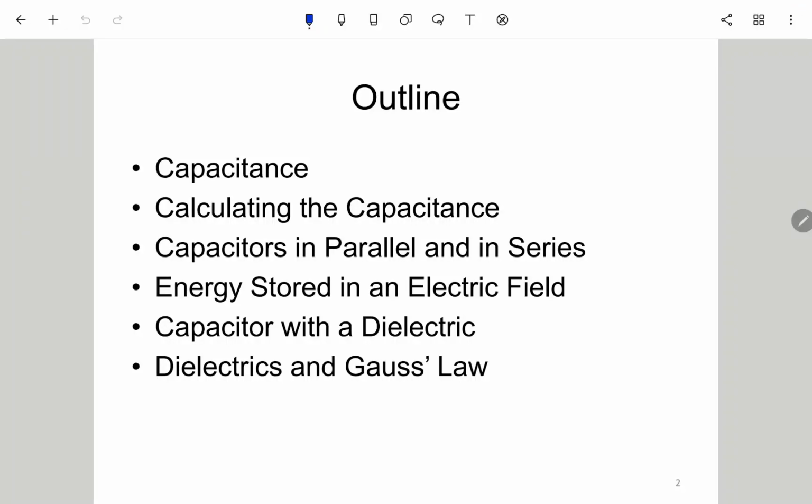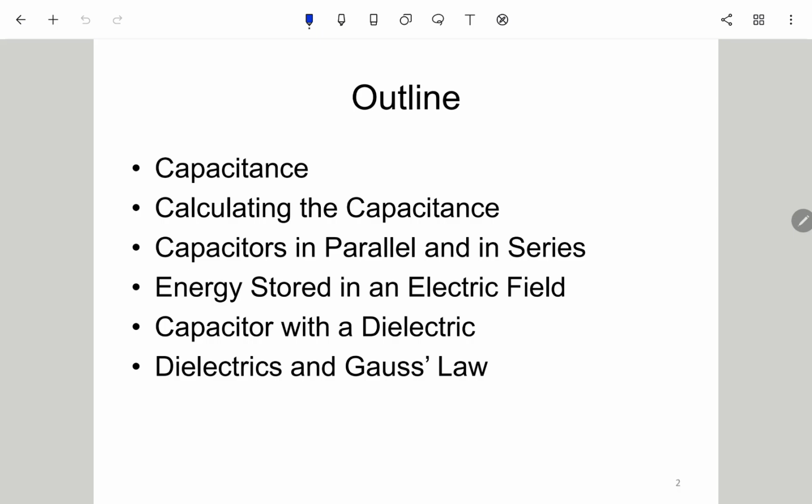Okay, so this is the outline of chapter 25 about the capacitor. First we will introduce what a capacitor is and then try to compute some of the capacitance with some geometric shapes. And then we will talk about parallel and series capacitance, so the equivalent capacitance due to parallel and series capacitors. And then talk about the energy stored in the E field or energy stored in the capacitor.